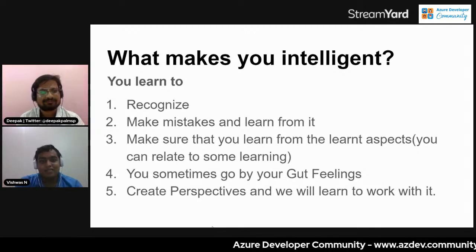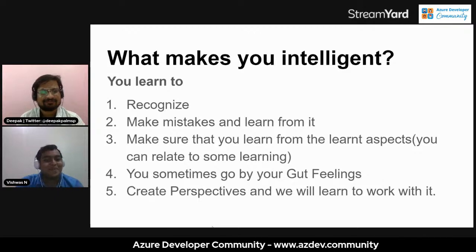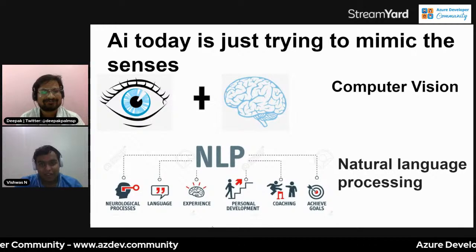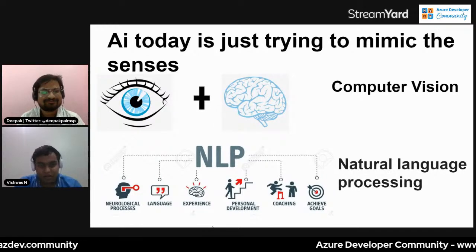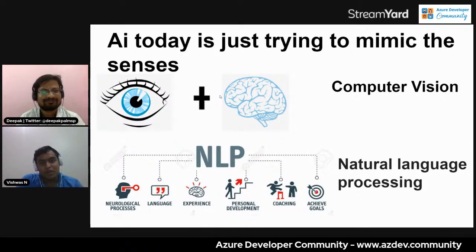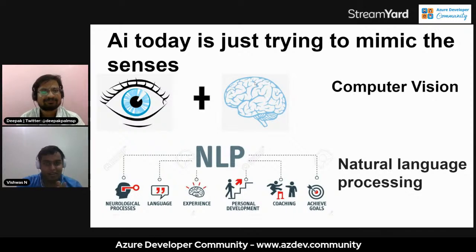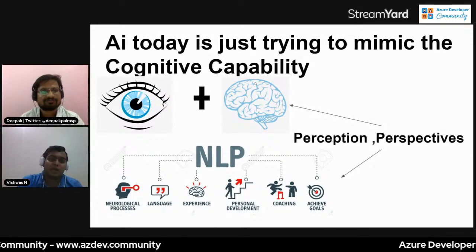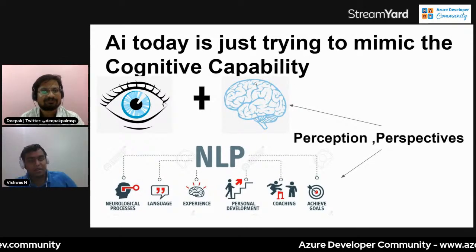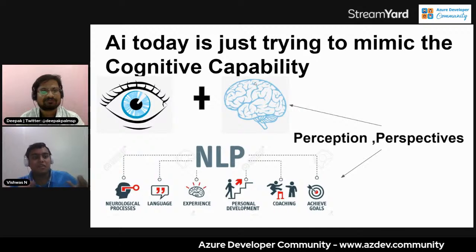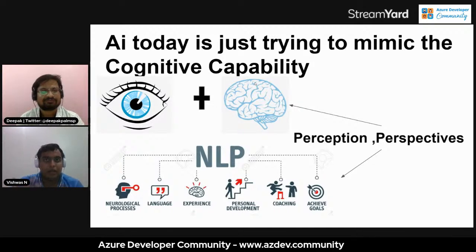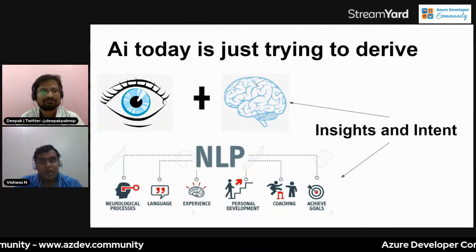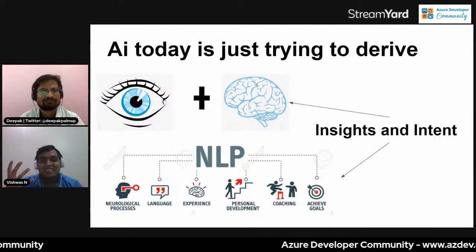And you have something called a gut feeling, where cognitive comes into the picture and so on. Everything that you're thinking of in terms of complexities is all about these two being combined as the brain. It's all your senses that we are trying to mimic. And sometimes perception and perspective is something that we want to map our entire decisions to. So that's where cognitive capabilities come into the picture, and they play a huge role in what we are deciding today and tomorrow. And we are trying to derive insights and intent.